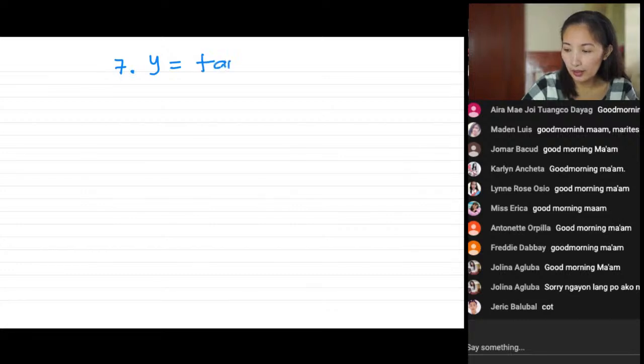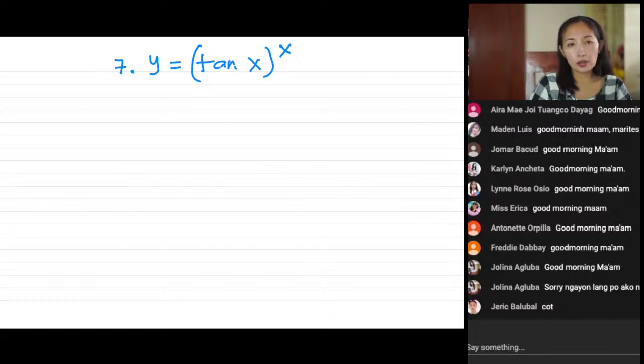What about y? This is now problem number 7. So number 7, how about y is equal to tangent of x raised to x? How shall we solve this? You might say it's in the exponential form because the exponent is x. However, the base is not a constant. How different is this from our exponential functions?